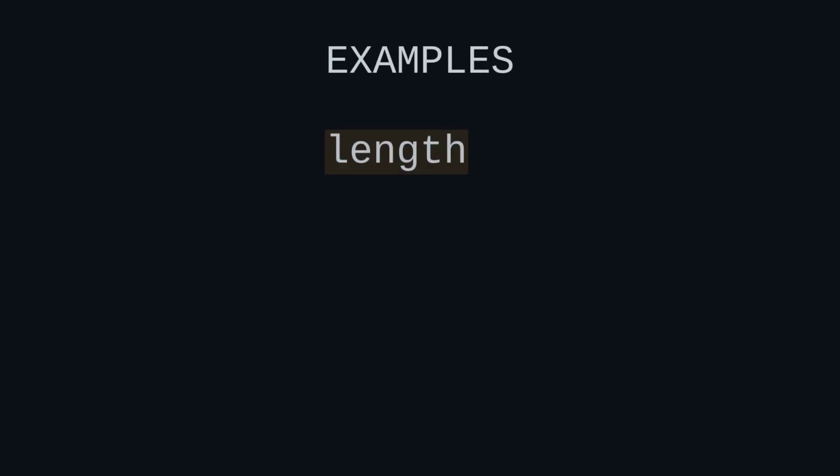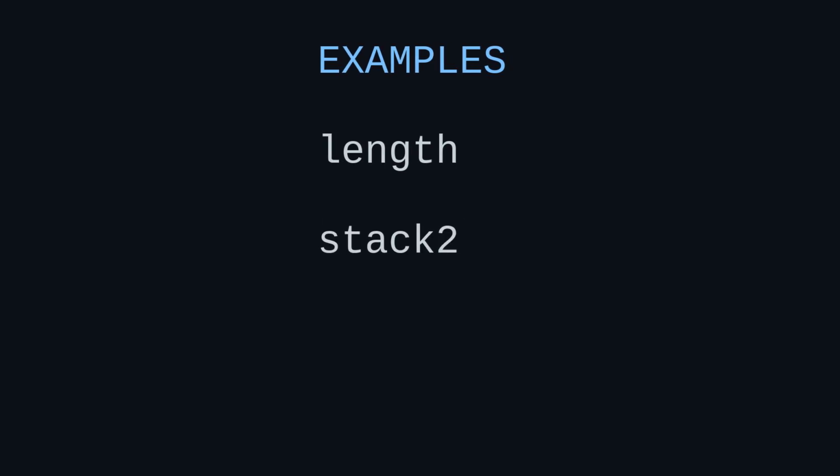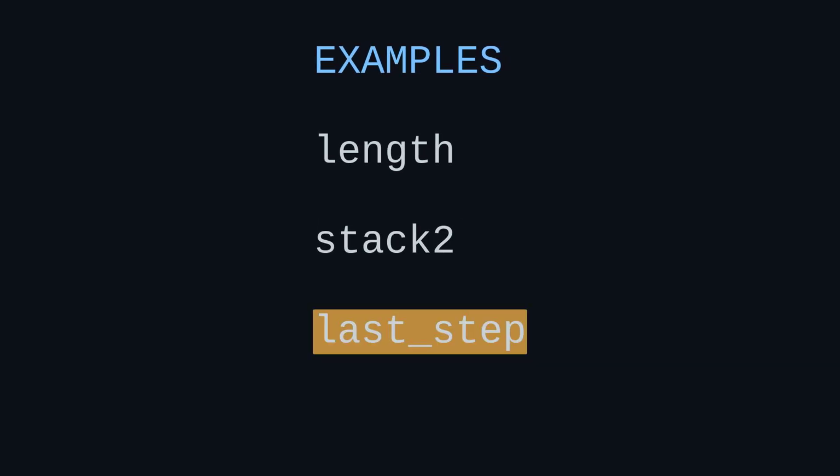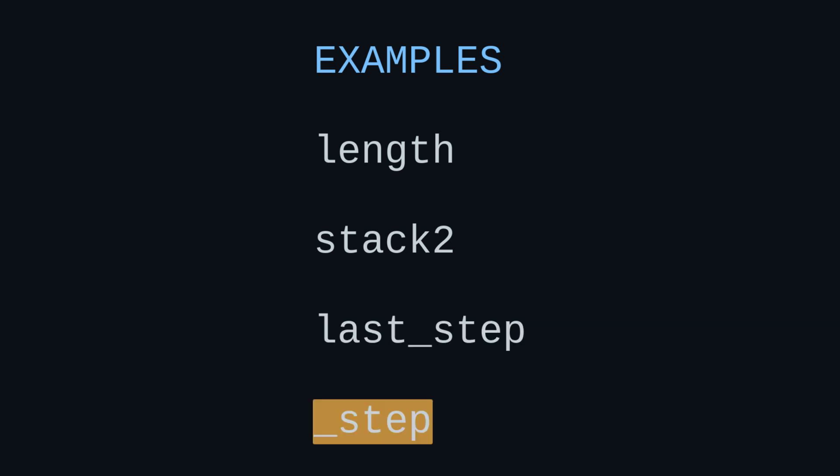Let's now look at valid variable names. Our first example is length, which starts with a lowercase letter, making it a valid name. Our next example, stack2, demonstrates that adding numbers after the first letter is perfectly fine in Go variable names. The variable last_step shows how you can combine letters, numbers, and underscores to create a valid name. Here, _step starts with an underscore, which is also acceptable in Go variable naming. This can be useful in certain naming conventions.